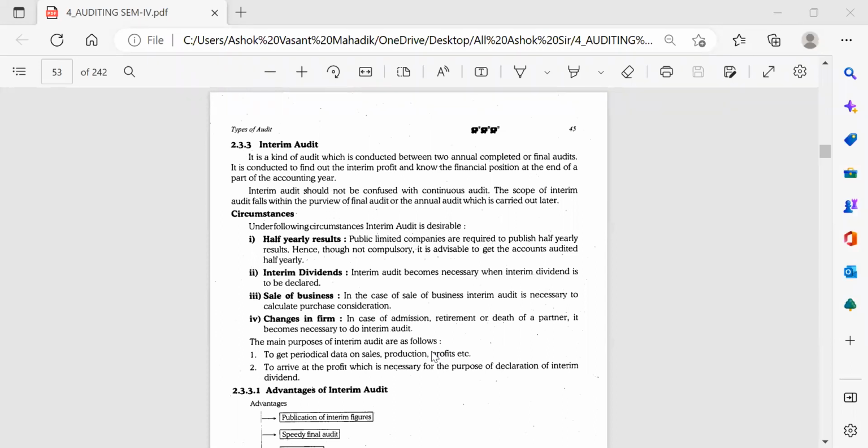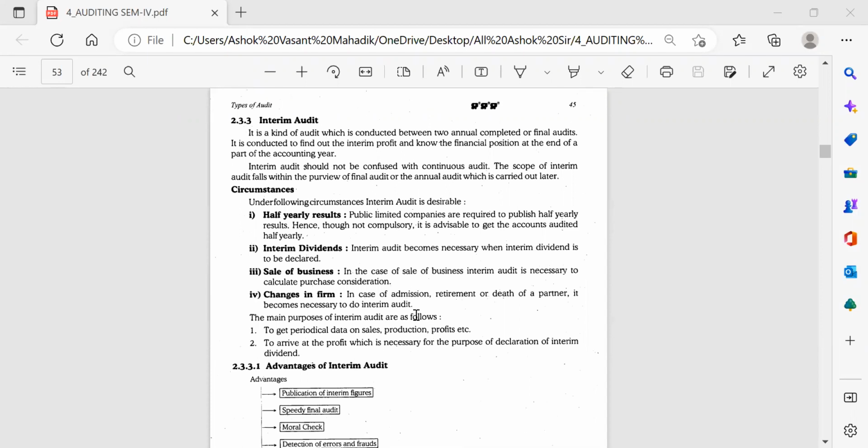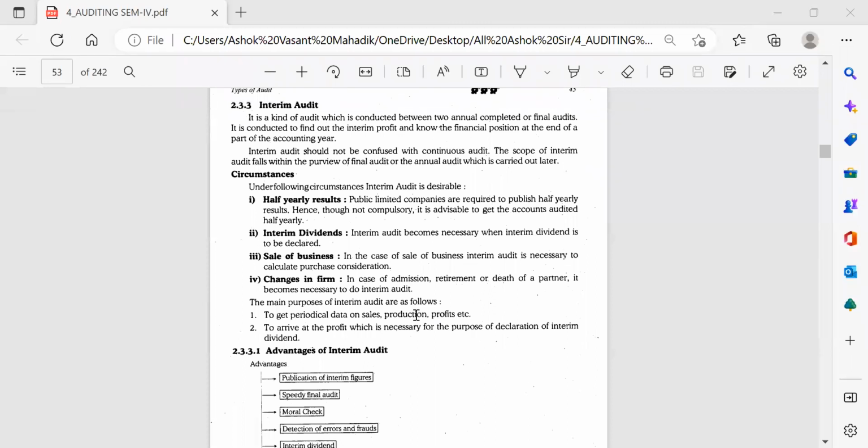Clear? It is conducted to find out the interim profit, six monthly profit, and financial health at the end of the six months or a period. Okay. Now, what are the circumstances under which the company has to go for interim audit?